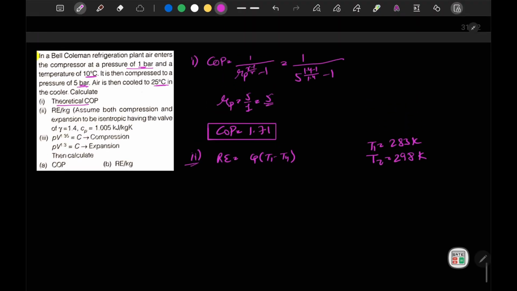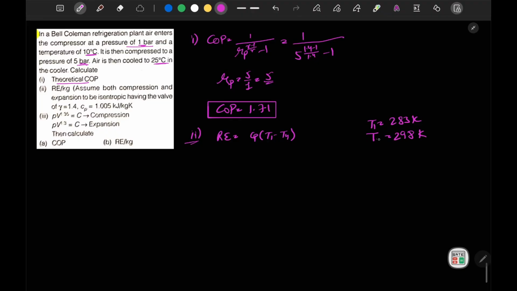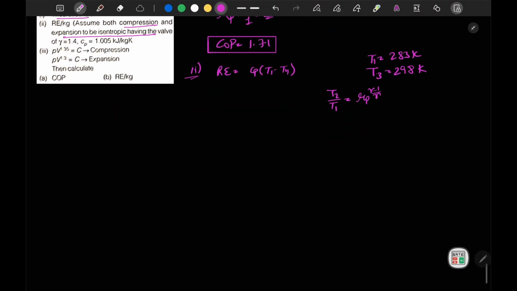Sorry about it. It is mentioned that it is compressed to a pressure of 5 bar and then air is cooled to 25 degrees Celsius, so this should be T3. We have not been given the values of T2 and T4. If I want to calculate the value of T2, I can write T2 by T1 is equal to Rp to the power gamma minus 1 by gamma, since it is mentioned that expansion is isentropic, both are isentropic, and this is equal to T3 by T4. From here I can find the values of T2 and T4.